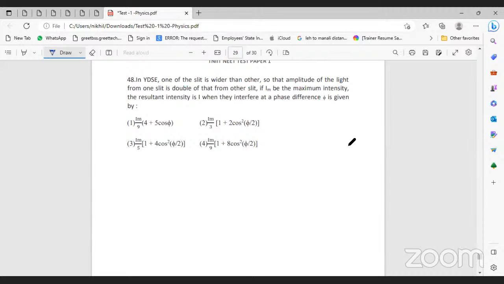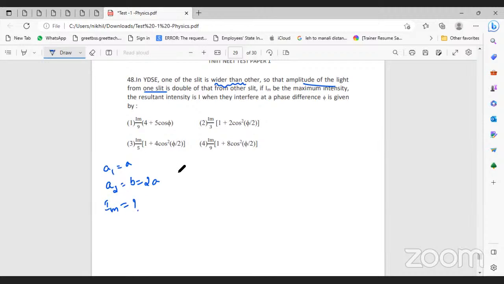In the Young's double slit experiment, one of the slits is wider than the other, so that the amplitude of one is double of the other. If I say the amplitude of the first one is A, amplitude of the second one will be B, which is equal to double of A. Now they are asking you to find the IM. IM is maximum intensity they are asking.